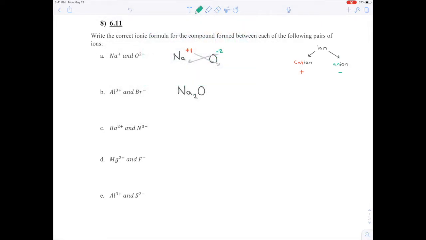And so that's where this 2 is coming from. Notice you don't bring down the plus or minus signs, because the numbers at the bottom aren't charges. So the shortcut is, if you ever have two ions, just crisscross them.